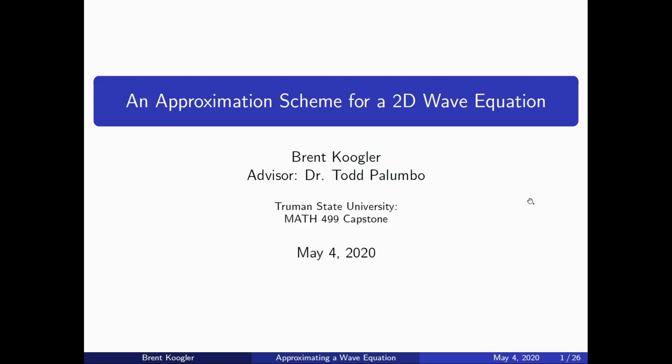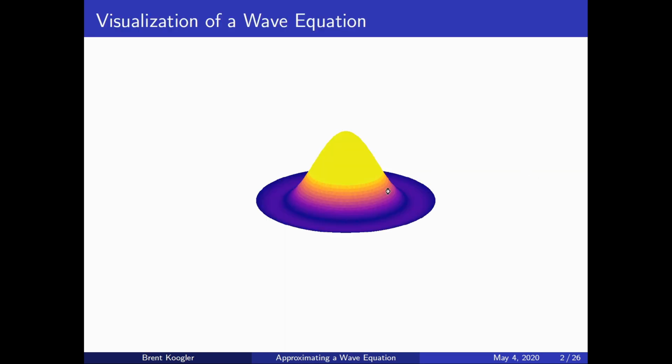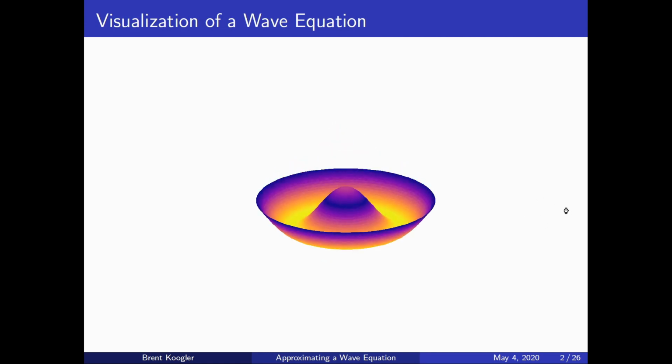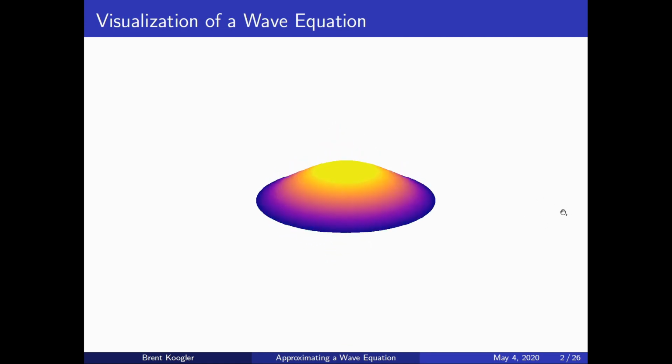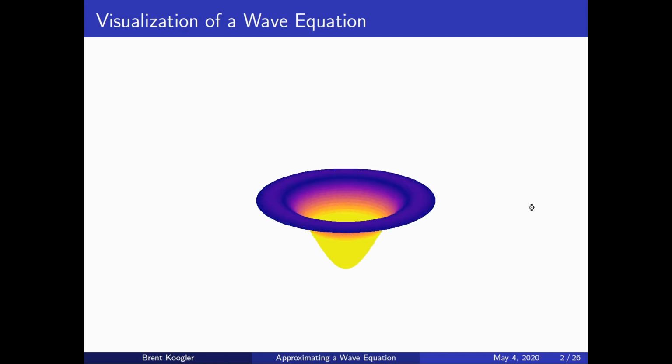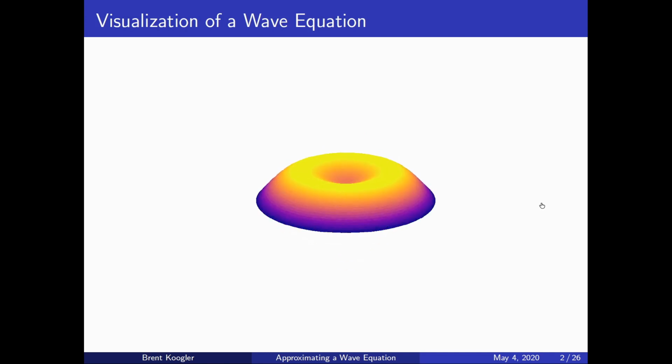In this presentation, we'll be developing an approximation scheme for a two-dimensional wave equation. To begin, we might ask, what does a wave equation look like? And this is what one looks like at time t equals 0, and as time progresses, it updates. We note that the two-dimensional wave equations that we consider in this presentation will be only defined on a circular boundary, or within a circular domain.